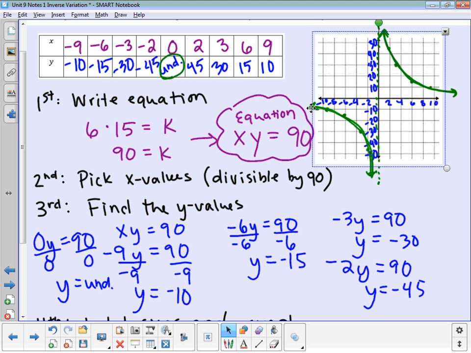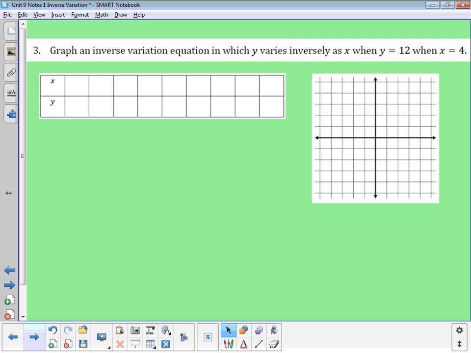because we're never going to actually touch the y-axis. All right, I want you to pause your video and see if you can work on question number 3. Write the equation, follow the steps that I laid out for you, and see if you can graph it. And let's move on to number 4.